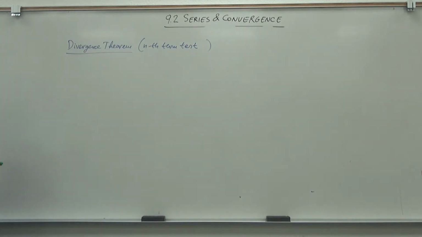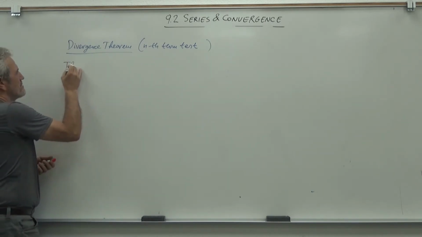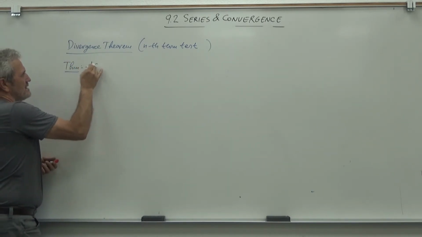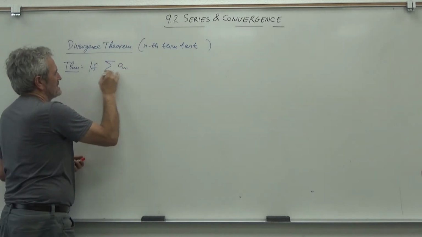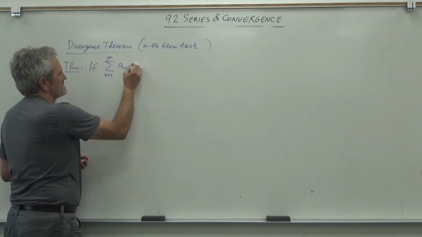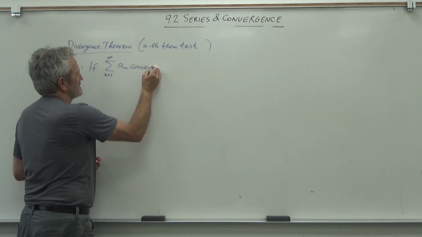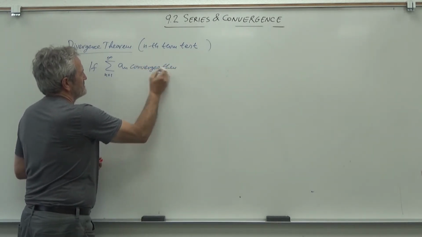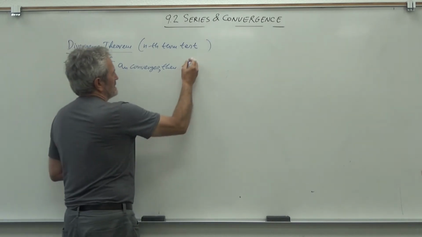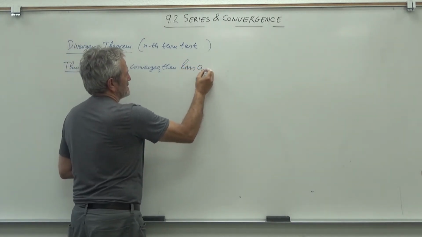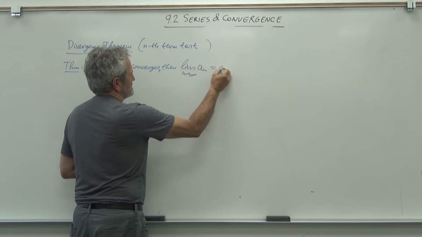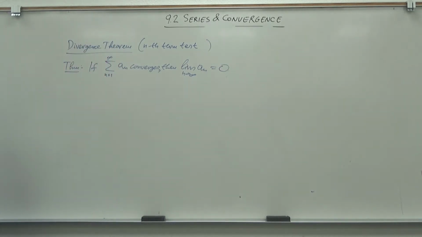So what is that? Basically it says the following, here's the theorem. If the sum of a_n, when n goes from 1 to infinity, converges, then the limit of a_n when n goes to infinity equals 0. The theorem is fairly easy to prove.